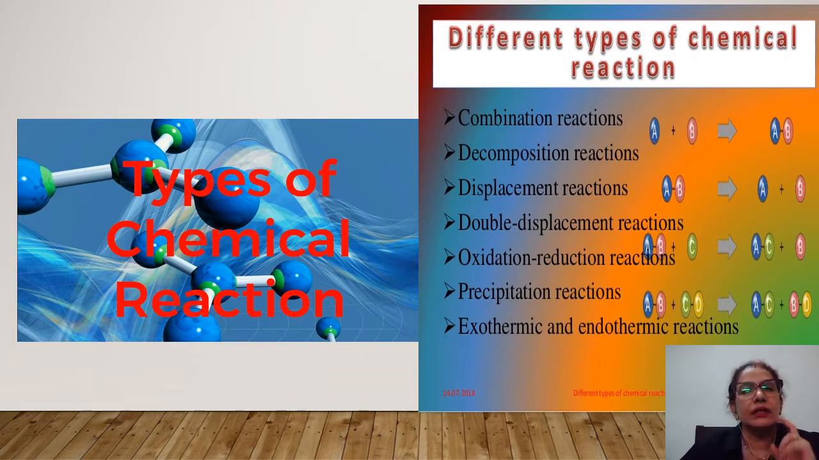Combination reactions, decomposition reactions, displacement reactions in which you have single displacement reaction and double displacement reaction, and of course a redox reaction. Although you do have other reactions like precipitation reactions and exothermic and endothermic reactions, we will be touching upon those also. But the major 5 reactions would be combination, decomposition, single displacement, double displacement, and redox, which is also known as oxidation reduction reactions. Okay, so let's get going.